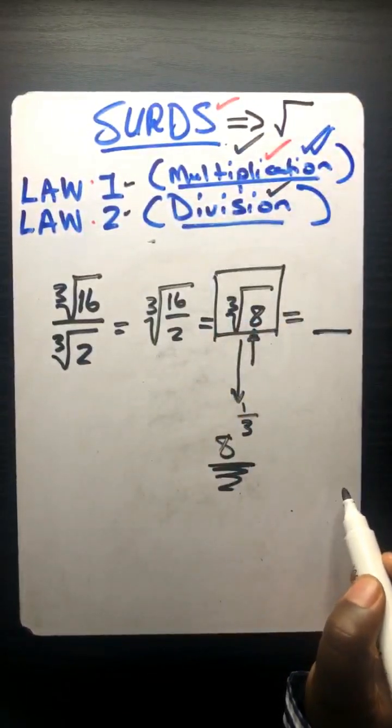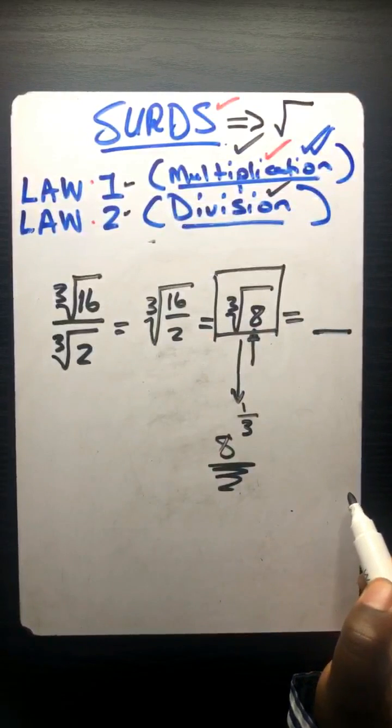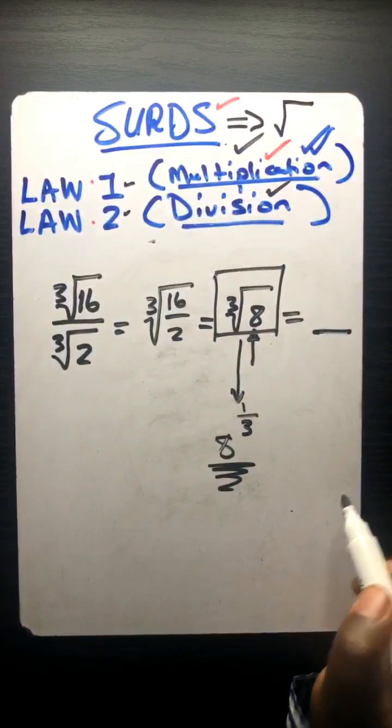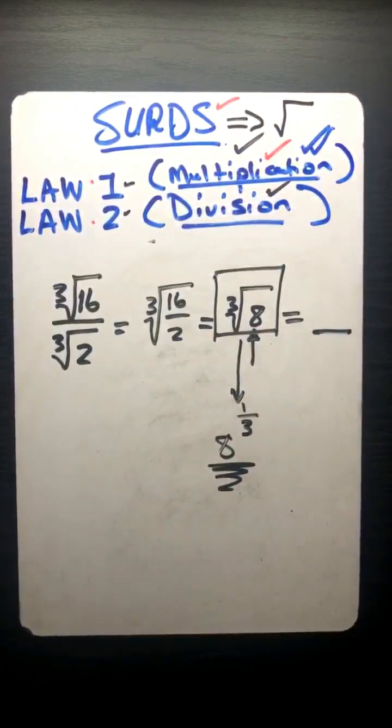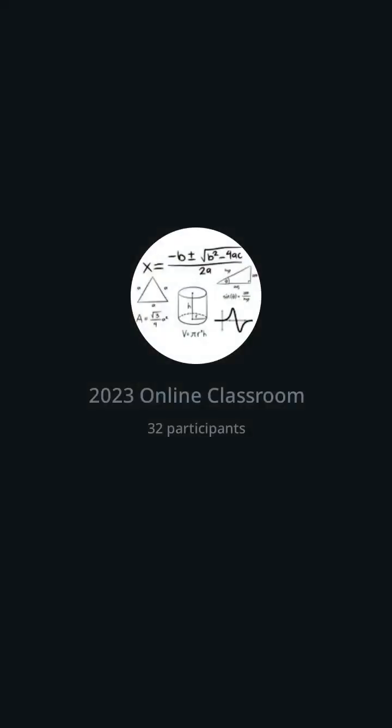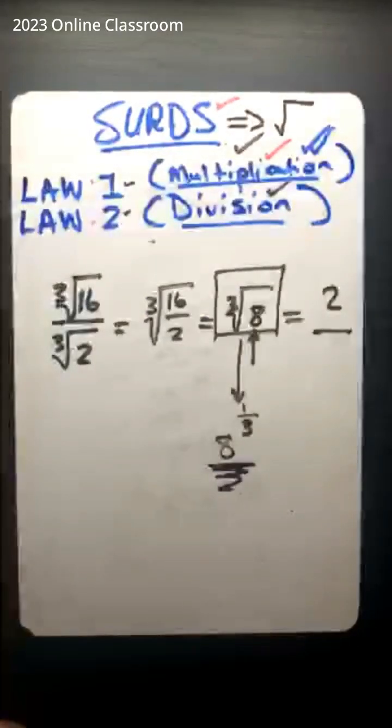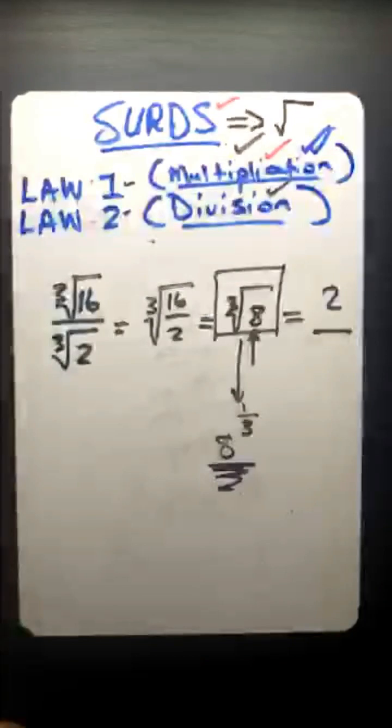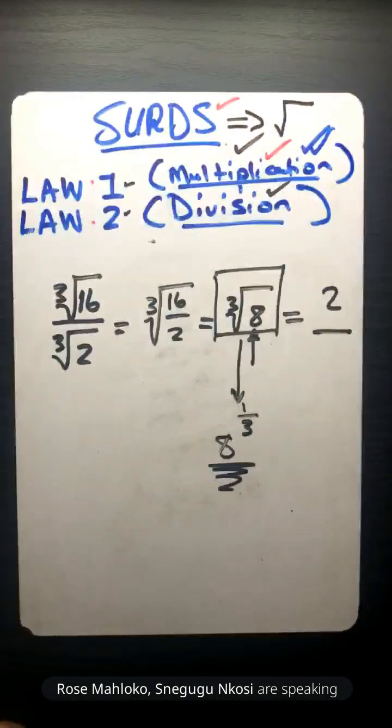What are you guys getting as your final answer? 2. Is it everyone who's getting 2? Yes, it's 2. Yes, sir.